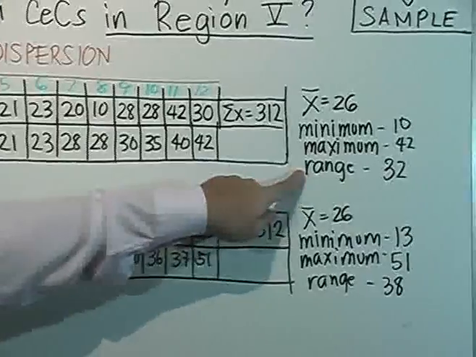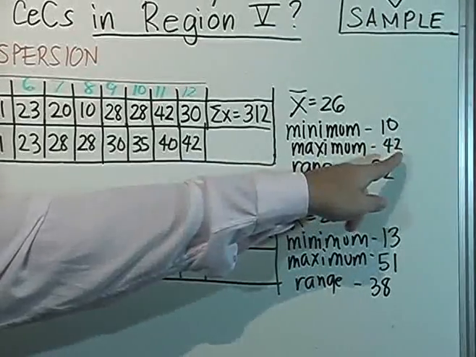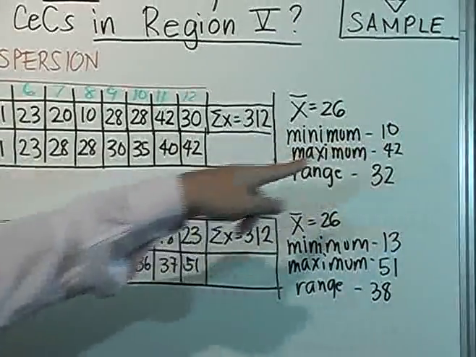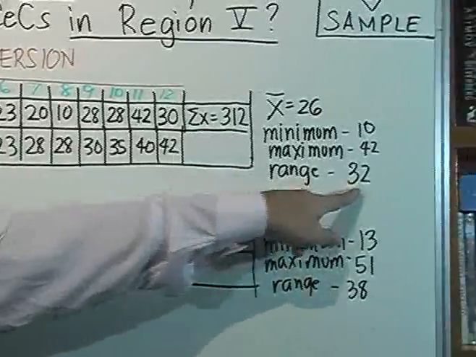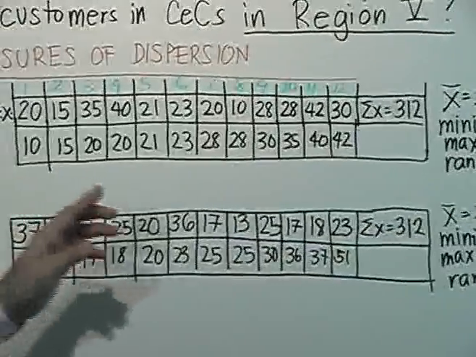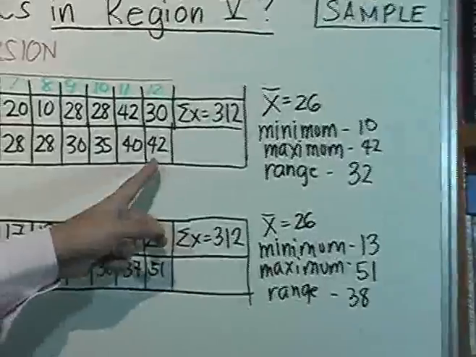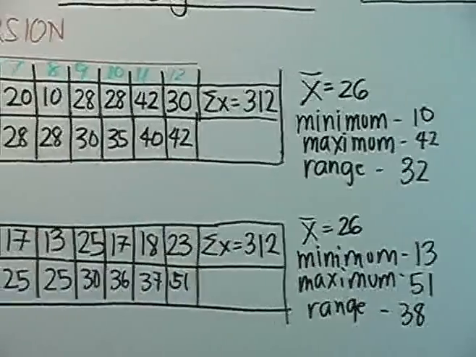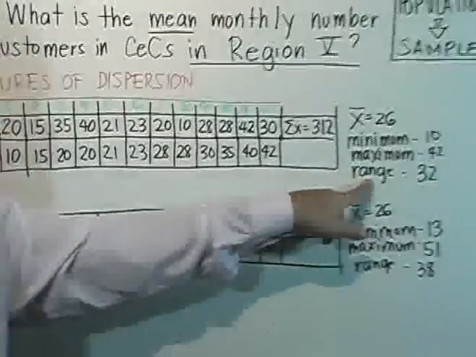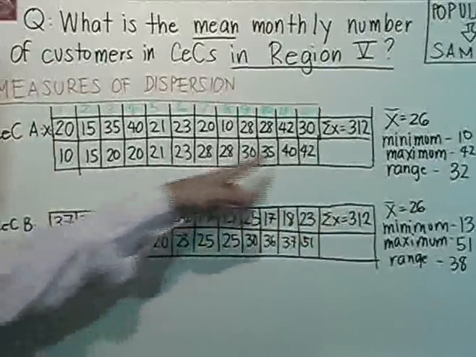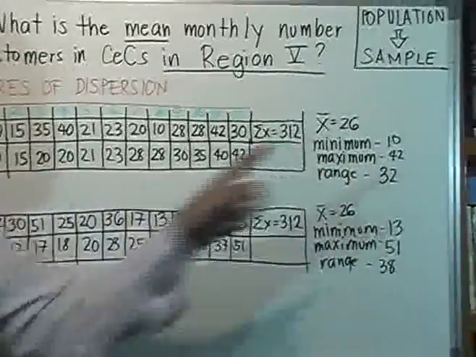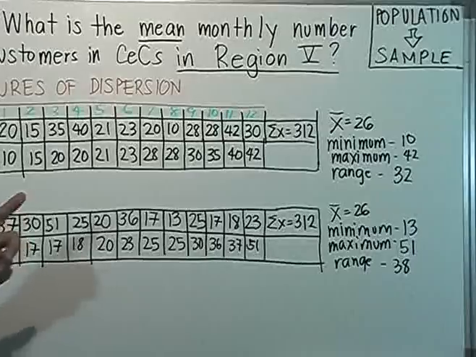In order to get the range, you just subtract the minimum from the maximum. So the range here is 32, which basically says that the distance between the maximum observation and the minimum observation is your range. So the range between 42 and 10 is 32 customers for CECA.